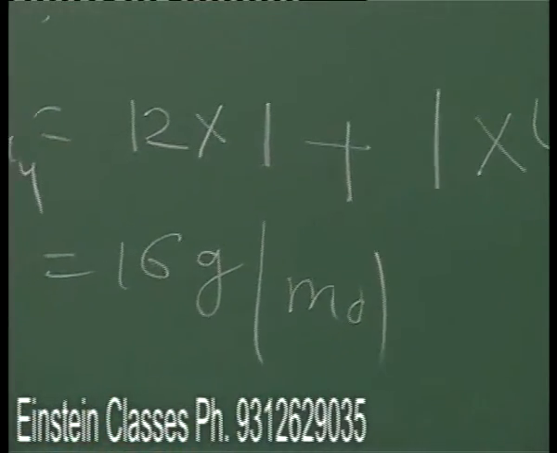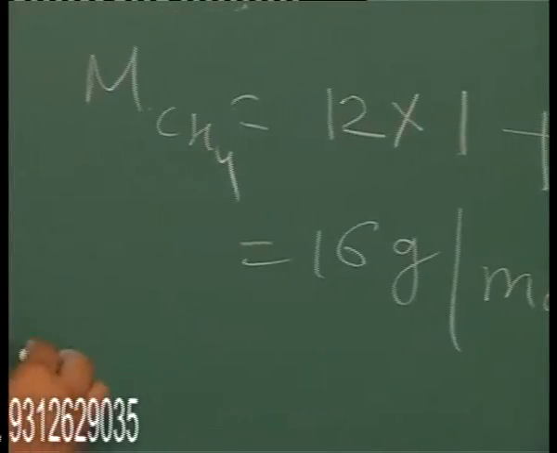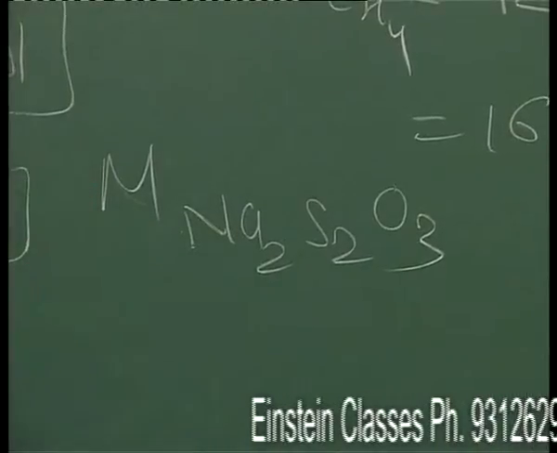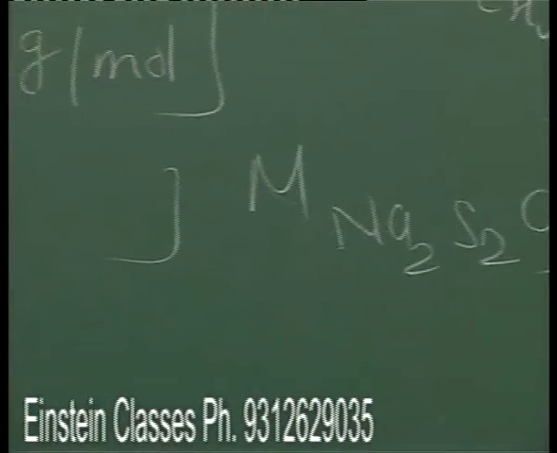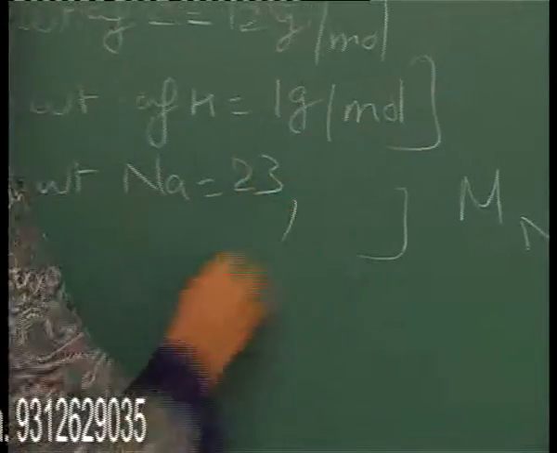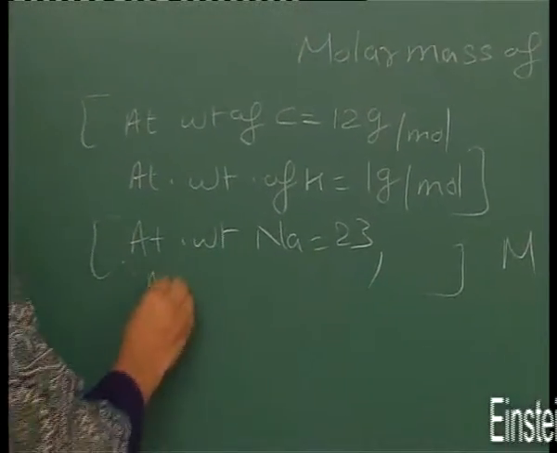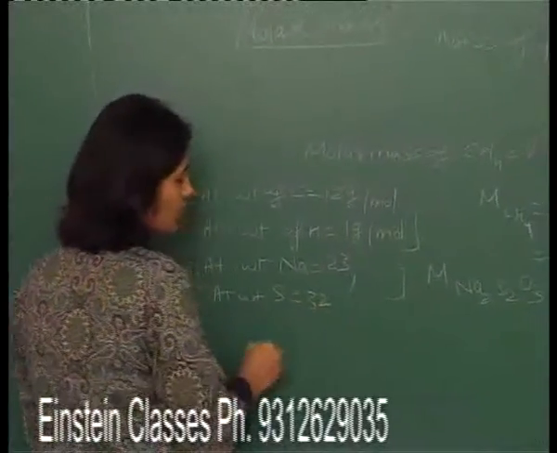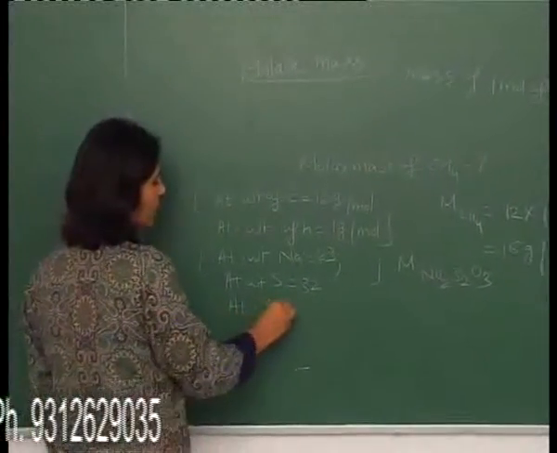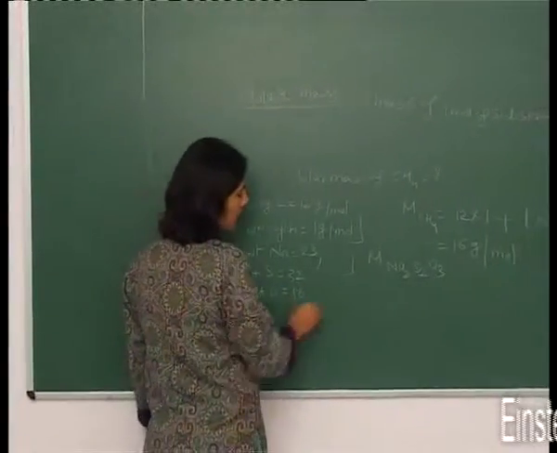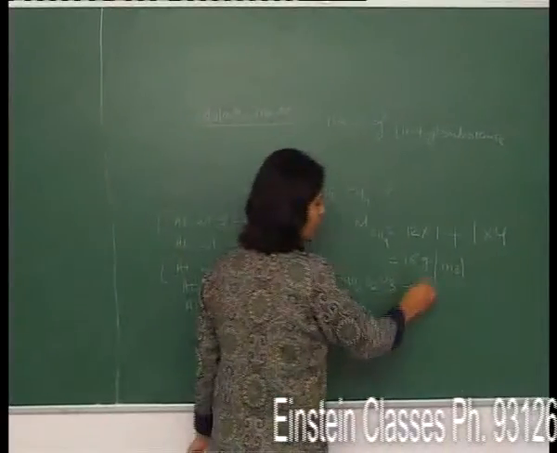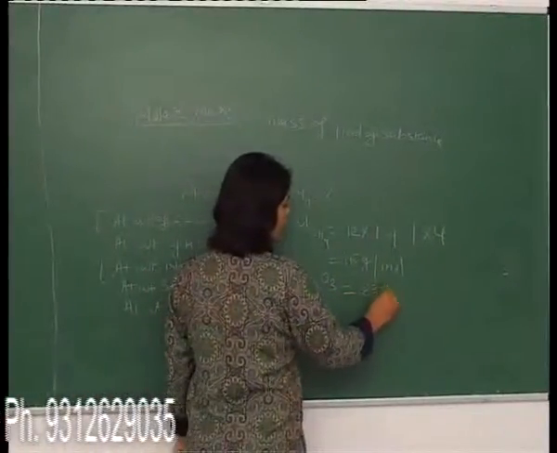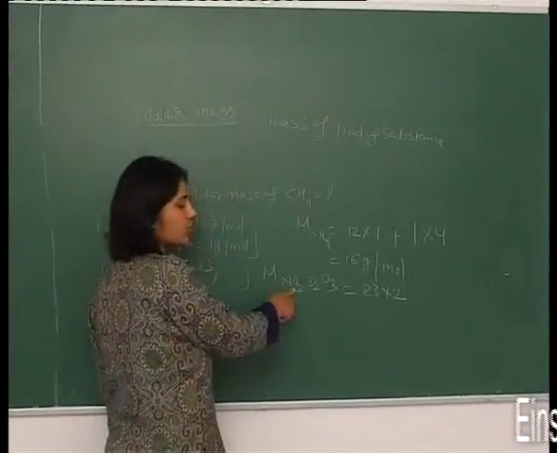Similarly, again, if I need to calculate the molar mass of sodium thiosulfate, Na2S2O3, and I have the atomic weight of Na as 23, this would already be given to you. We don't need to learn these atomic weights. Sulfur is 32 gram per mole and the atomic weight of O is 16 gram per mole. Then the molar mass of Na2S2O3: the Na atomic weight is 23 into 2. In 1 mole there are 2 moles of Na.